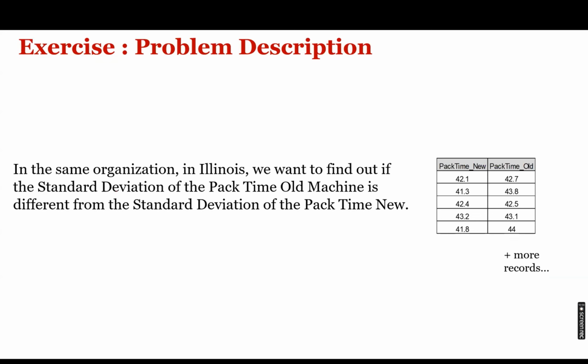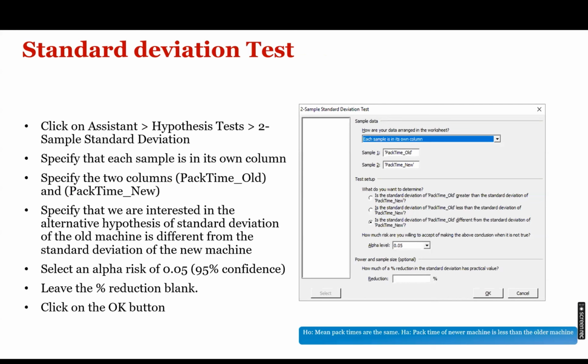With the same data, we do another round of hypothesis testing, with two sets of data, on whether the standard deviation of the old machine is different from the standard deviation of the new machine. So what would be the null hypothesis? The standard deviation of the old machine is not different from the standard deviation of the new machine.